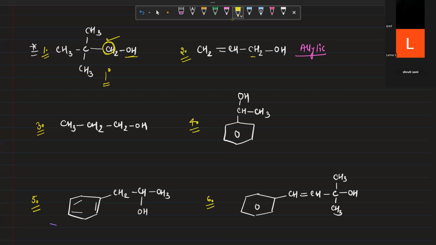Then after allylic, vinylic, mono, di, and trihydrate, the next part is 1 degree, 2 degree, or 3 degree. So in our first class, we discussed how we calculate the degree of any organic compound. So tell me, what is the degree of alcohol in the third question? This one.